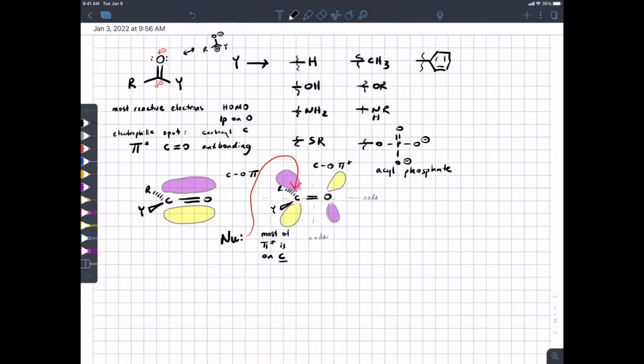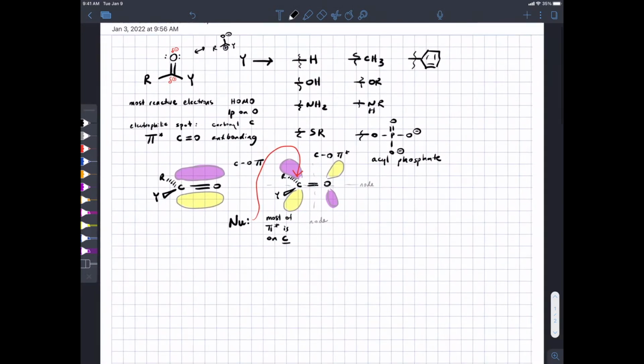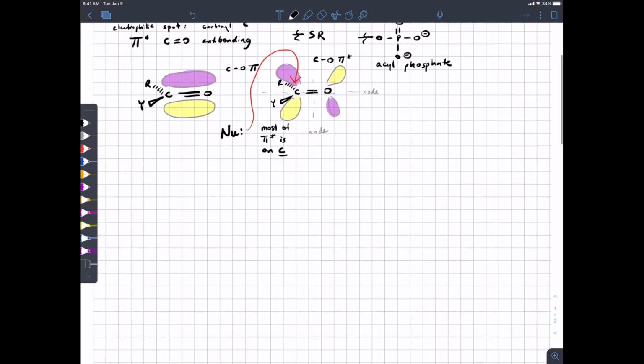So let's talk about the patterns of reactivity that we will see for carbonyl compounds. The first, as we've just discussed, is attack of the nucleophile.